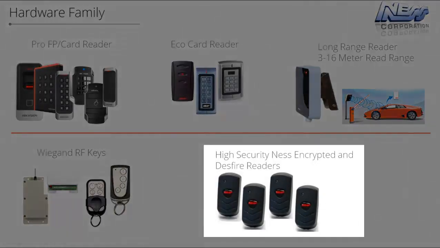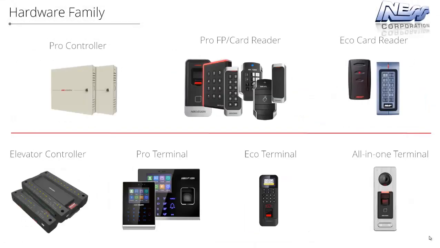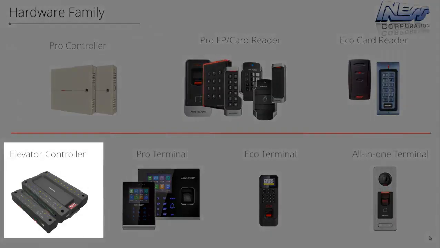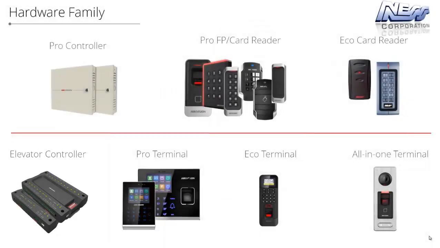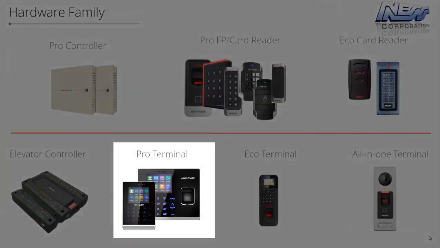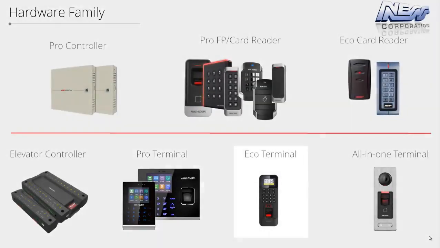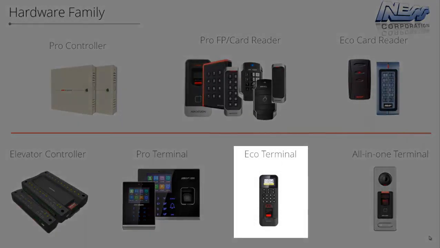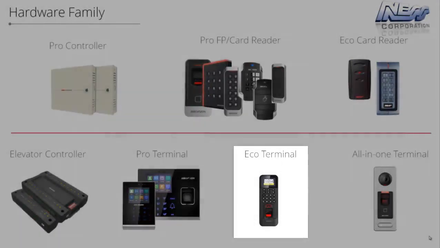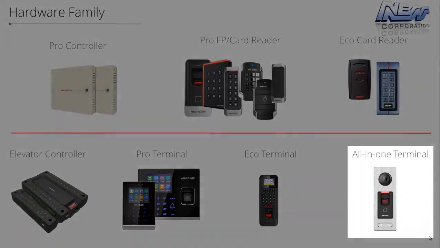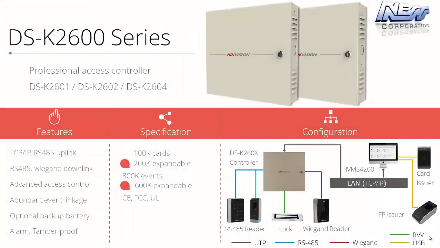We also have a full range of BQT readers, which are high security readers, which have card encryption, so encryption between the card and the reader. Also available within the range is elevator lift control. There are the Pro terminals, which are with or without fingerprint readers. There's an entry-level Eco terminal, we'll have a look at that, it's a very powerful entry level, and an all-in-one terminal, again which we'll have a look at in more detail in a moment.